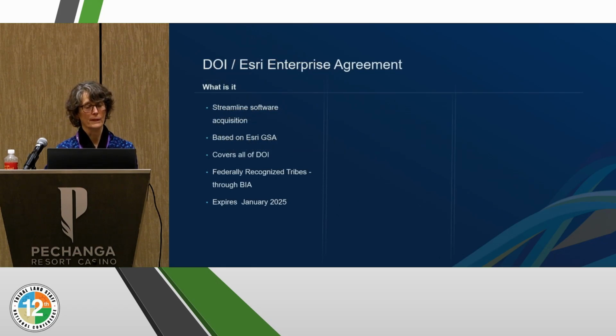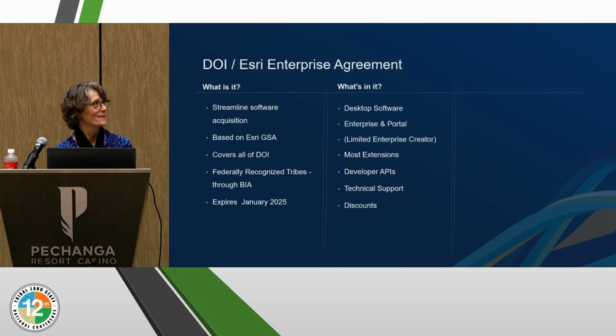So just to break it down pretty easily, what is the enterprise agreement? It's a way to streamline getting software within the Department of Interior. So it covers all the different bureaus. It's based on our GSA schedule, and it covers all of DOI, again, federally recognized tribes, and the current one expires in January of 2025, sorry.